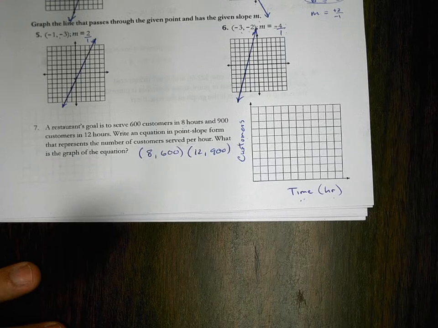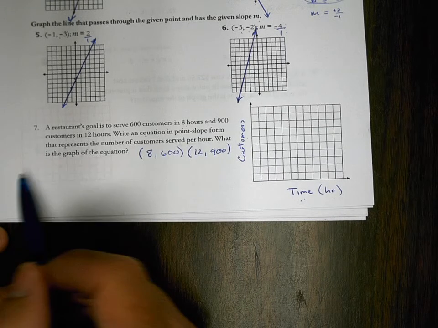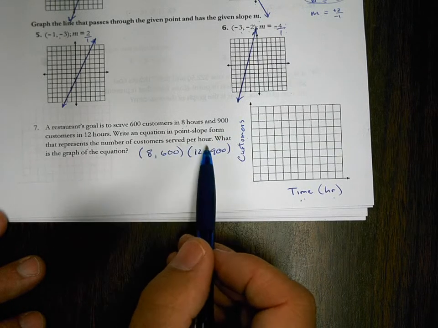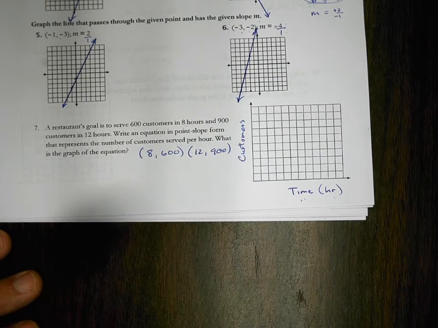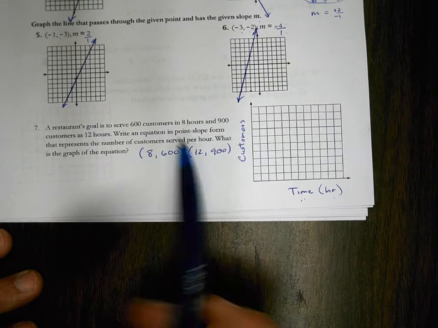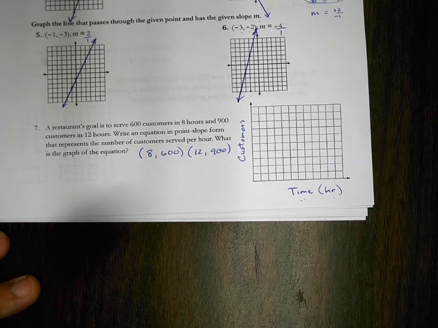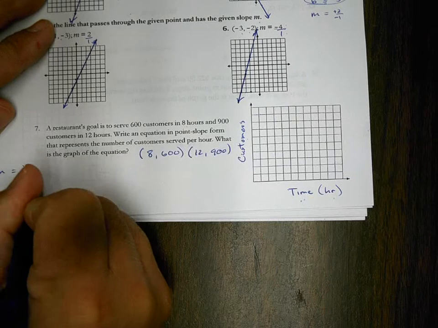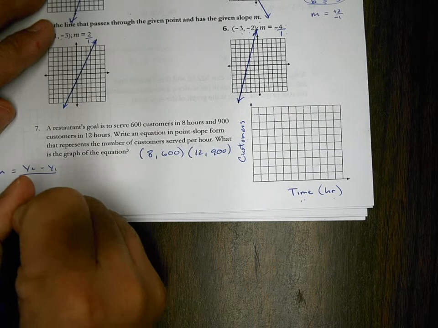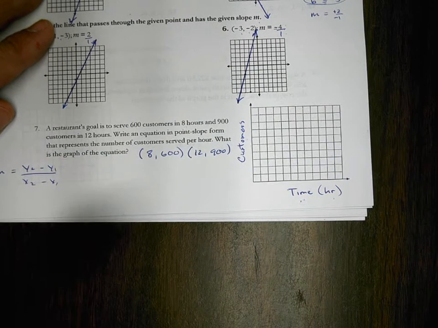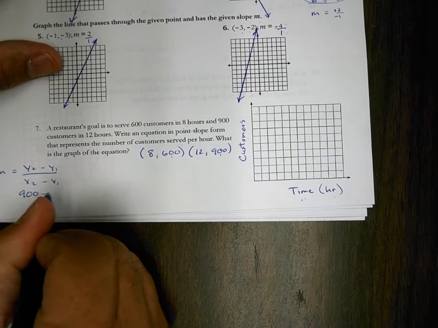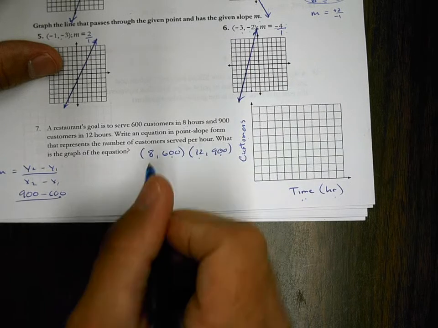All right, perfect. So now they want us to write the equation of a line in point slope form that represents the number of customers served per hour. So the first thing we need is to write it in point slope form. We need a point. We've got 2 of them, and we need our slope. Well, slope, do that over here. m equals y2 minus y1 over x2 minus x1. So if I plug that in, it's going to be 900 minus 600 over 12 minus 8.